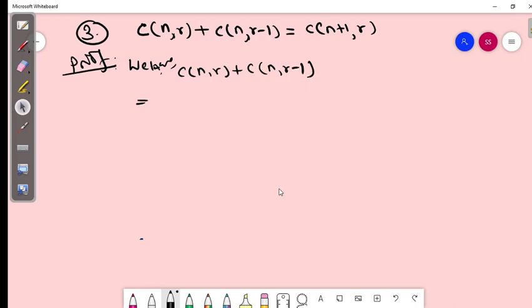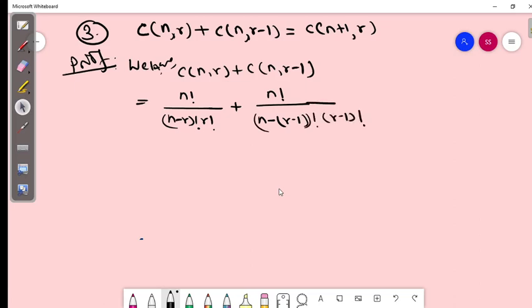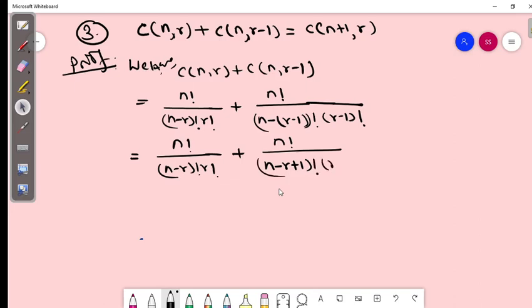C(n,r) is n factorial over n minus r factorial times r factorial, plus C(n,r minus 1) means n factorial over n minus r minus 1 factorial times r minus 1 factorial. First part is this. Then n factorial over n minus r factorial times r factorial plus n factorial over, what is this, n minus r plus 1 factorial times r minus 1 factorial.